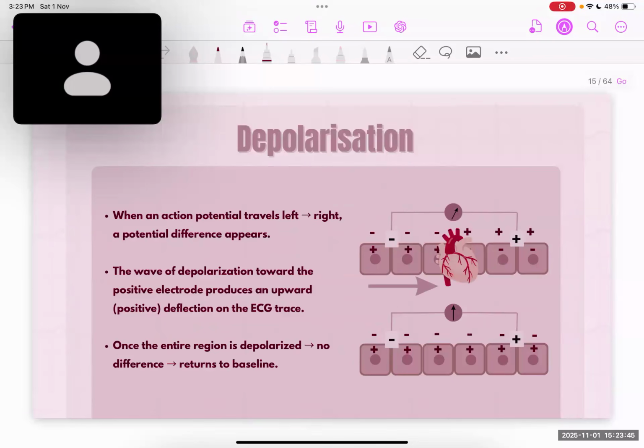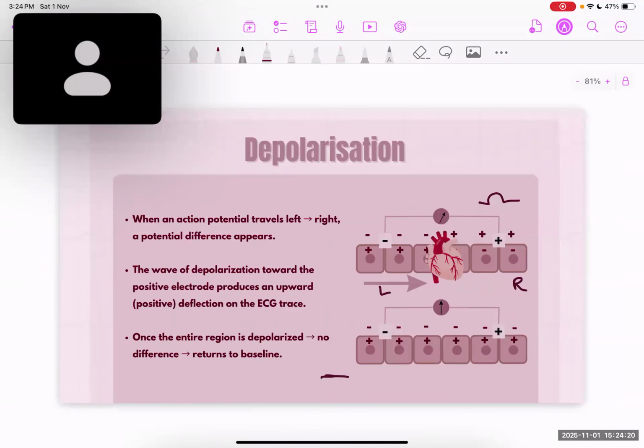When we have depolarization, you can see that the wave of depolarization is traveling from the left side to the right side, and a potential difference appears. So the charges are changing, right? The depolarization is happening. As a result, there's going to be a deflection in the voltmeter. Since it's moving towards the positive electrode, we're going to have a positive deflection, and it's going to show in the ECG as an upward deflection. Once the entire region is depolarized, it's going to return back to the isoelectric point. Is that clear, everyone?